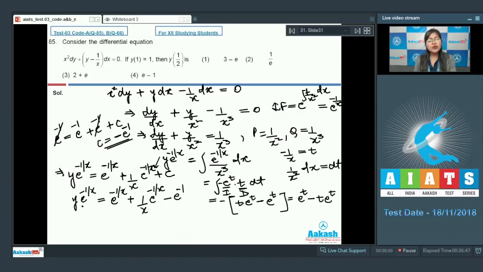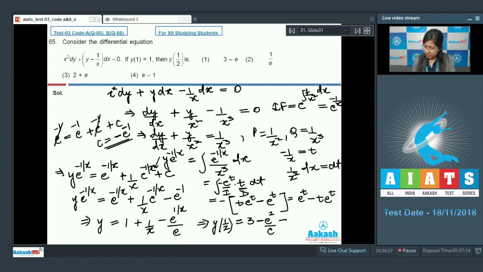Let us multiply the given equation by e^(1/x). So we will get y equal to 1 plus 1/x minus e^(1/x) upon e. Right? So putting x equal to 1/2, we get y(1/2) equal to 1 plus 2, that is 3, minus e^(1/x), which will be e², upon e. So this will be equal to 3 minus e. So the correct answer will be option number 1.